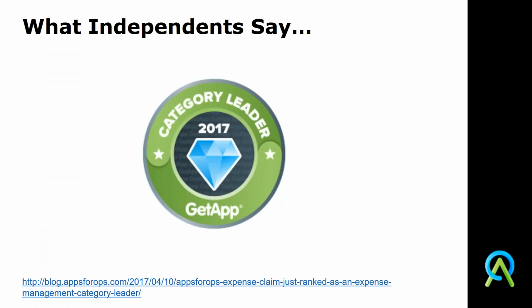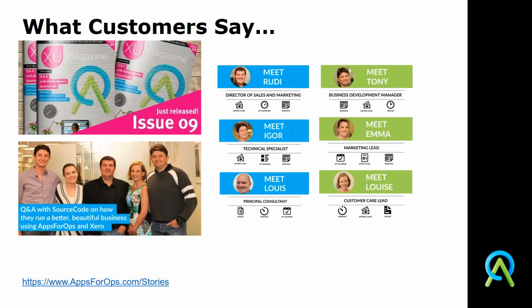There's also an independent website called GetApp. GetApp is a website where people go to find different software that they can use inside their companies. GetApp has consistently ranked us a category leader for a number of our different apps. So it's always great to see that there are nice people out there talking about AppsForOps and how we help them run a better business. At the end of the day, it's really all about our customers and how we can help them. On the front cover of XU magazine, there was very recently an article about one of our customers called Source Code on how they run a better, beautiful business using AppsForOps.